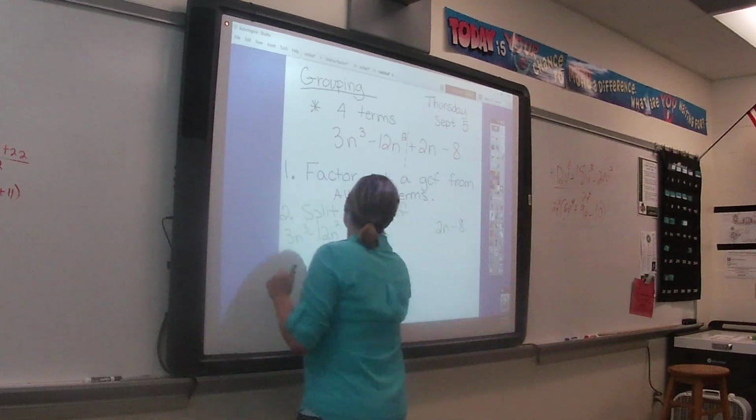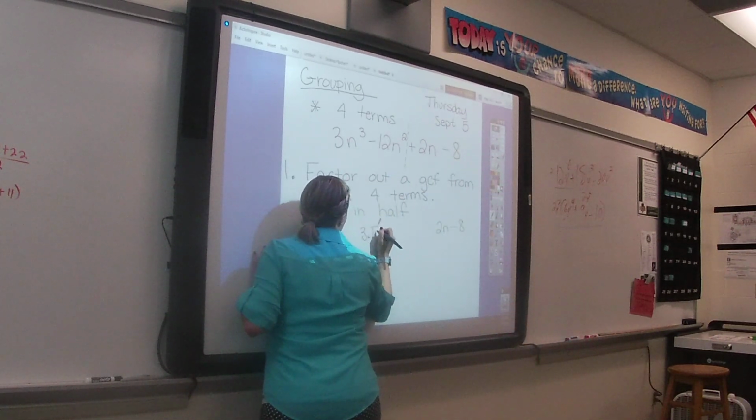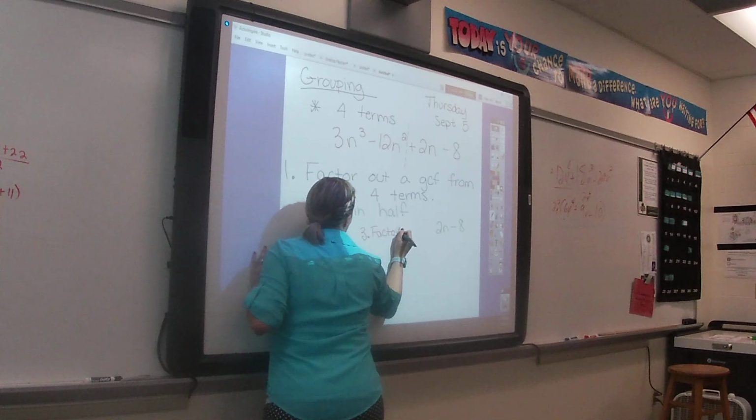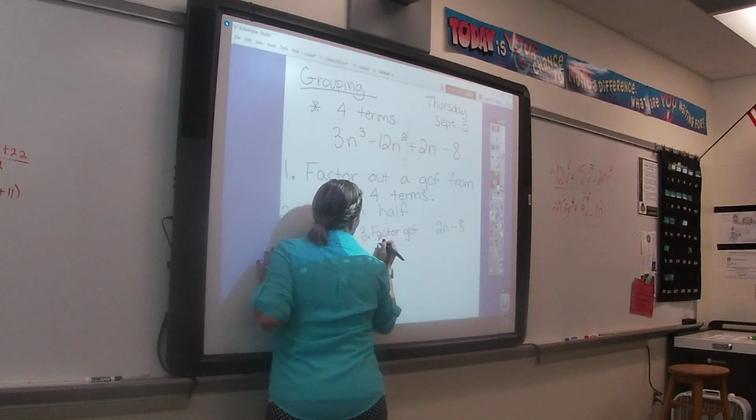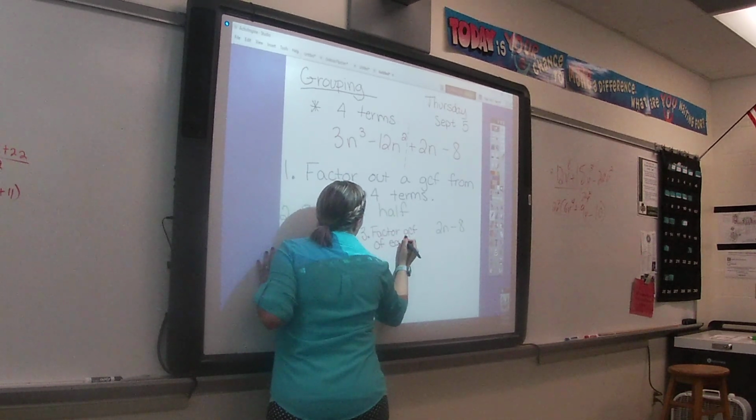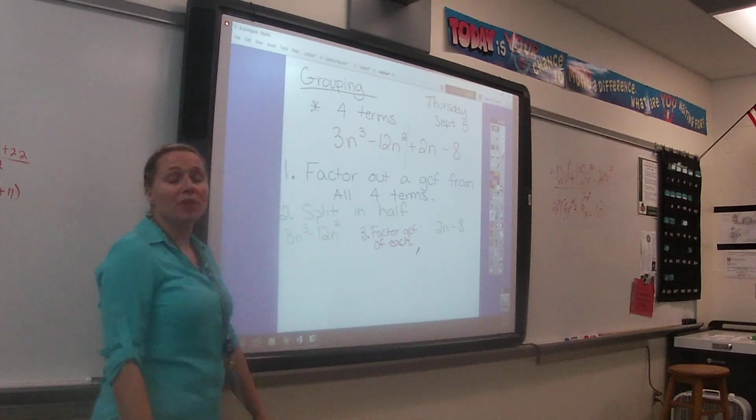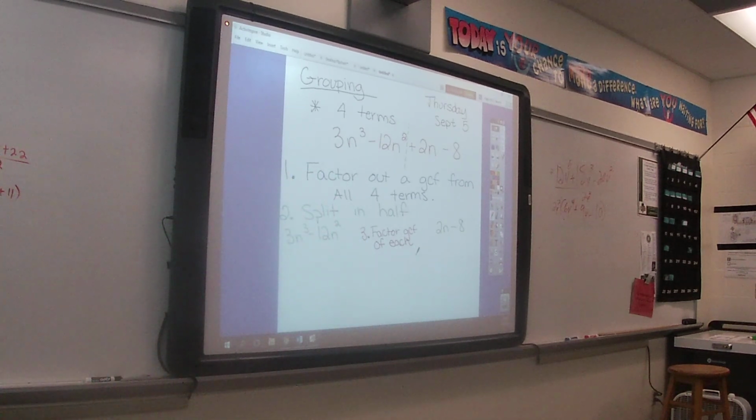Step 3. We are going to factor out the GCF of each binomial. So we are going to do exactly what we were just practicing with a board marker and eraser. 4 terms split in half mean 2 terms, a binomial, which is why I kept giving you binomials. And you will factor out the GCF of 2 separate problems just like we did.